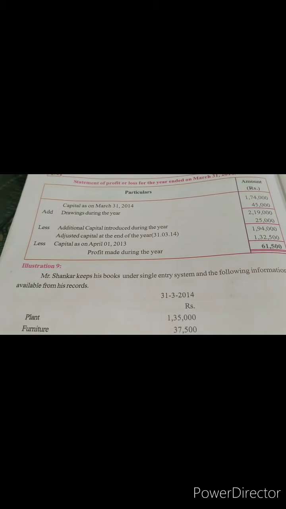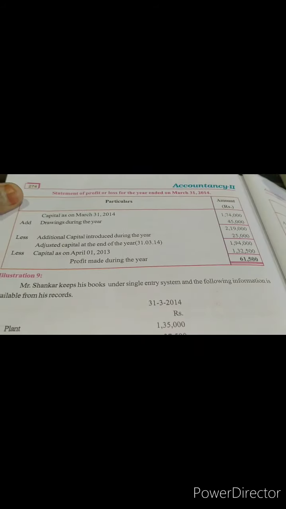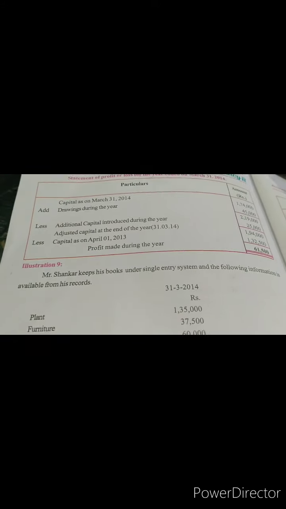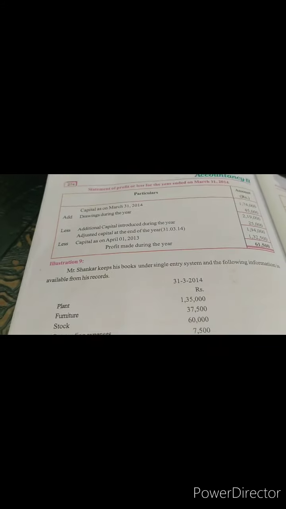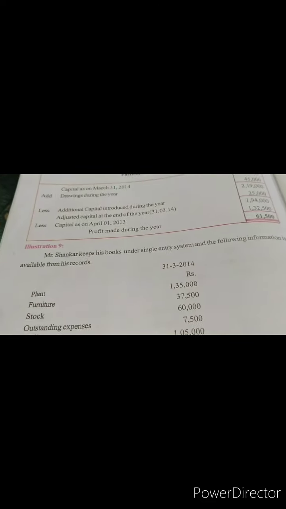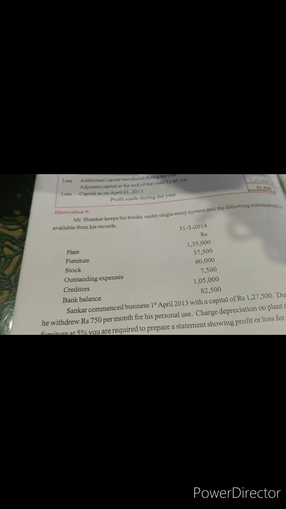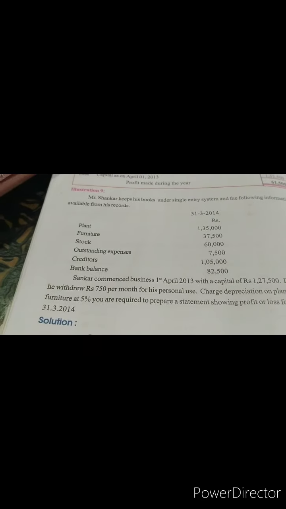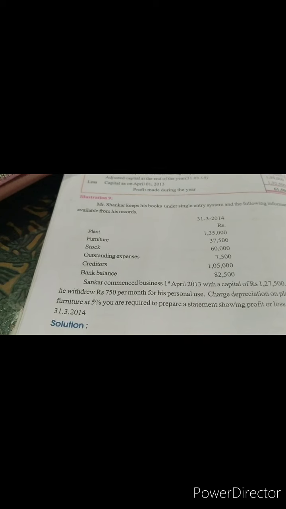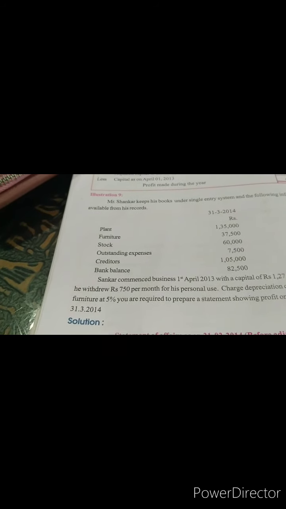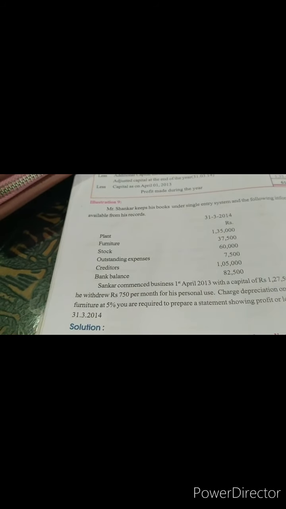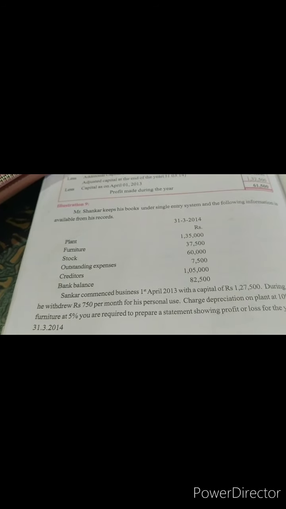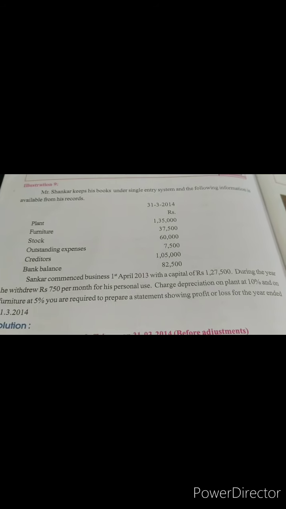Illustration 9, have a look. Mr. Shankar keeps his books under the single entry system and the following information is available from his records. So we are given 31st March 2014 and we have plant, furniture, stock. These three items are assets of the organization. Then we have the outstanding expenses, which will go towards the liabilities side. Creditors also is a liability, and bank balance is an asset of the organization, so we will put it towards the asset side. So have a look at the question.